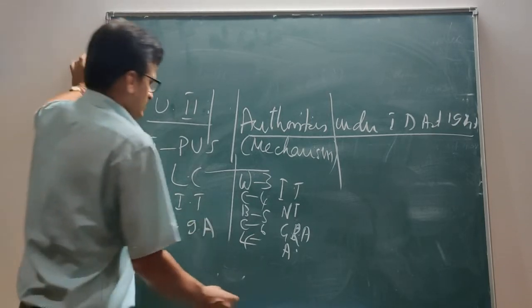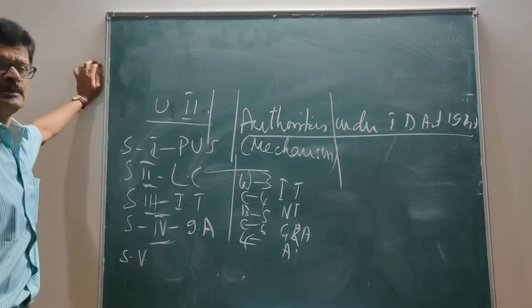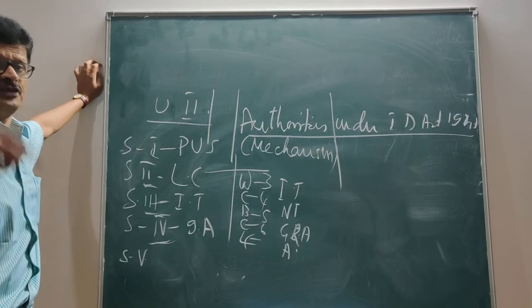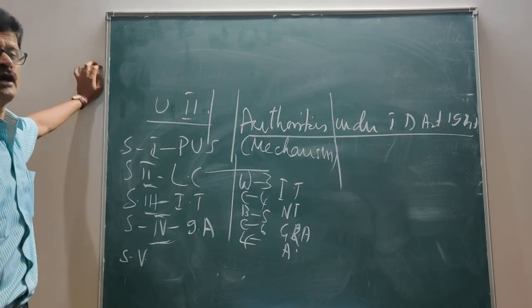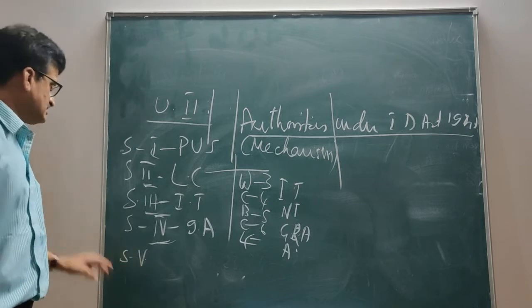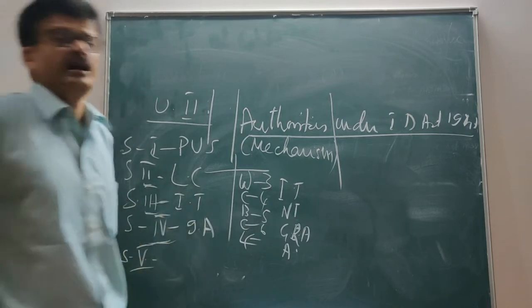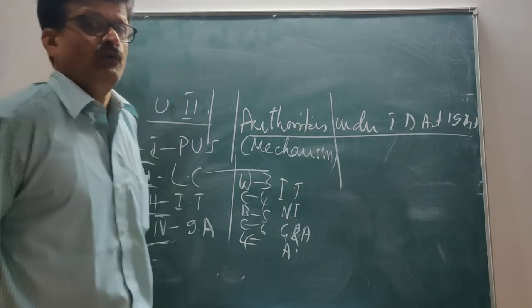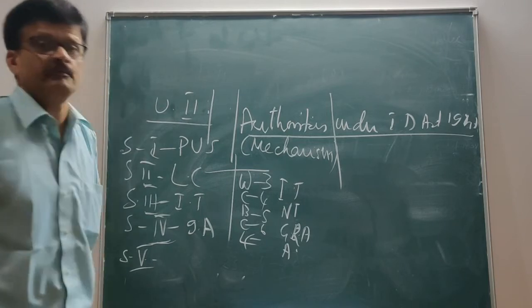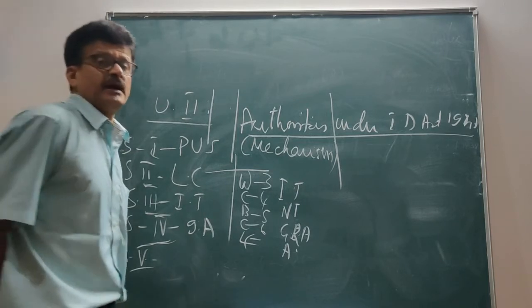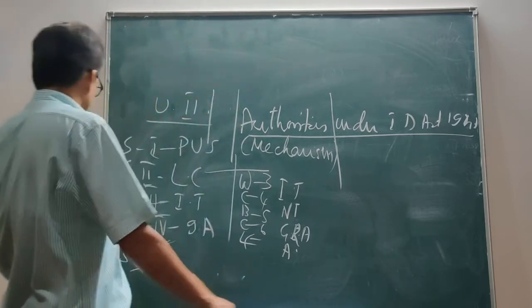And then Schedule 5. What activity on the part of the employer will amount to unfair trade practice? What activity on the part of the employee or workman will amount to unfair labor practice? This is discussed in Schedule 5. What conduct on the part of the employer, and what conduct on the part of the employee, becomes unfair trade practice or unfair labor practice is defined in Schedule 5.